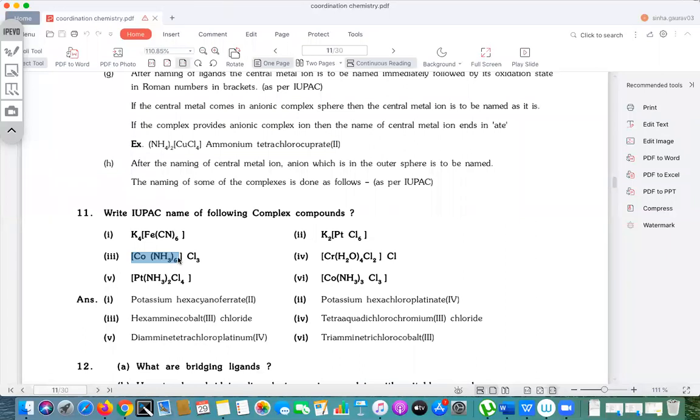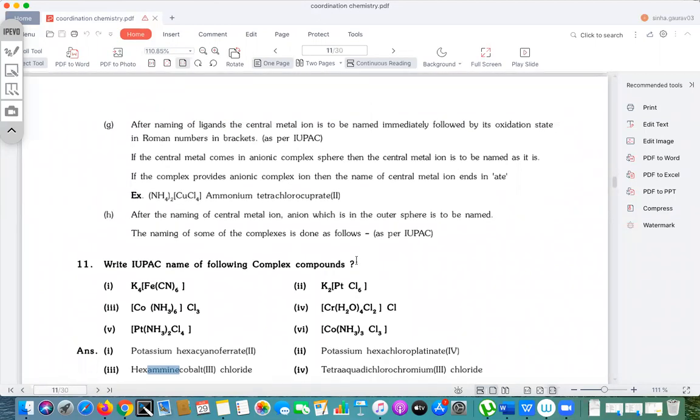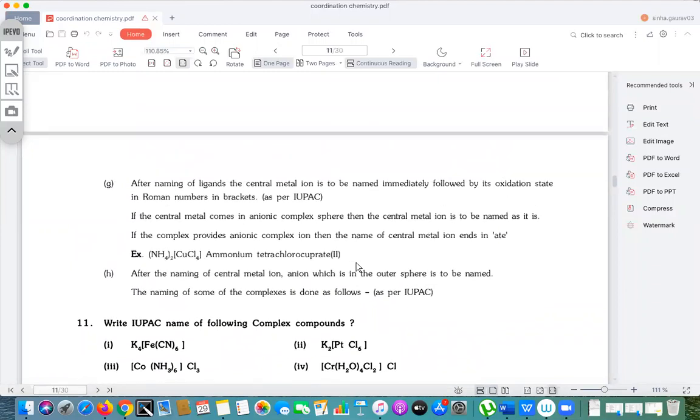And in the complex part, we write the name of the ligand first and then the metal. So the ligand is hexaammine, A-double-M; take care. Hexaammine cobalt(III) chloride. One more point: ethylenediamine is where we use a single M in the spelling.